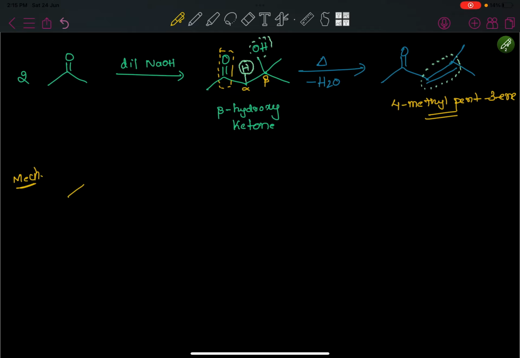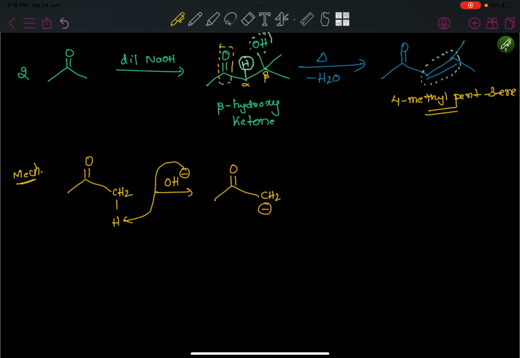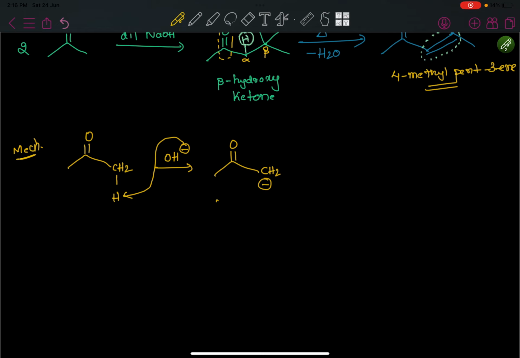So for the mechanism, what did I take? I took acetone. As you can see here, there is CH2 and I've flanked one hydrogen. Why? Because I will be using a base in the first step. The base is going to abstract this hydrogen, right? After the abstraction, there will be a CH2 with a minus charge, which is nothing but a carbanion. This carbanion is in turn going to act as a nucleophile.